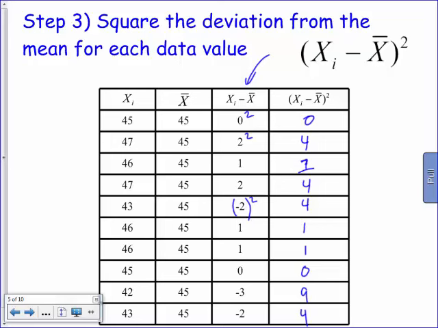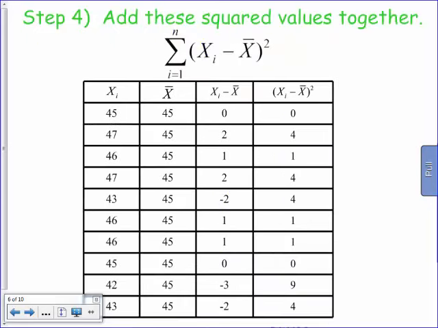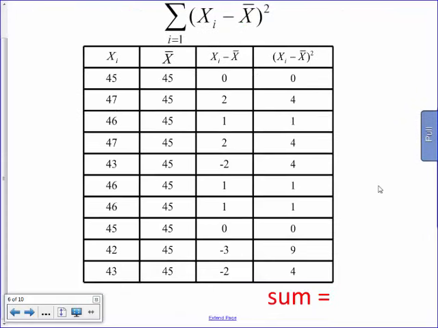And then we had that fancy summation, right? That sigma written in front of this with i starts at 1, and we're going to the nth term. So now we're going to add all those up. We're going to add all those squared values together. So I got 0 plus 4 plus 1 plus 4 plus 4.